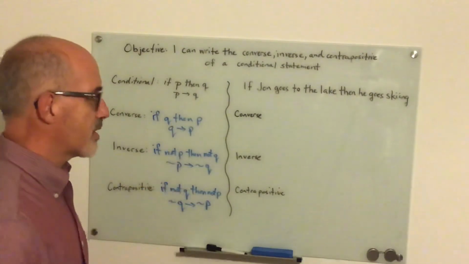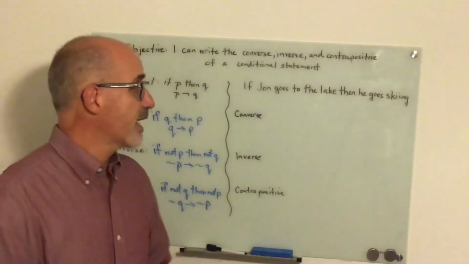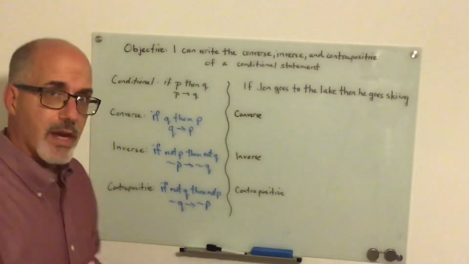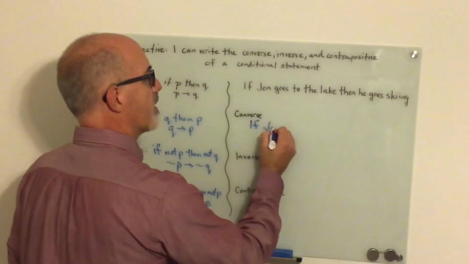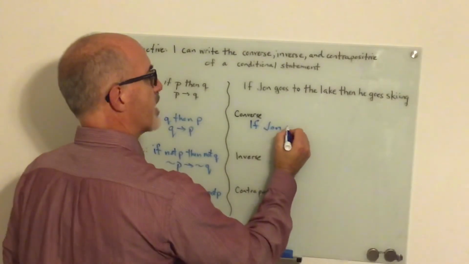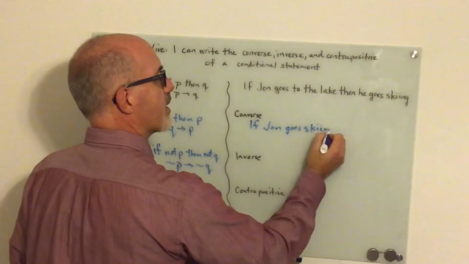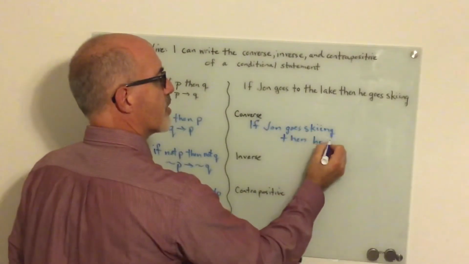All right, let's do that with a statement. Our conditional is, if John goes to the lake, then he goes skiing. The converse is where you just swap the hypothesis and the conclusion. So we'd write, if John goes skiing, then he goes to the lake.